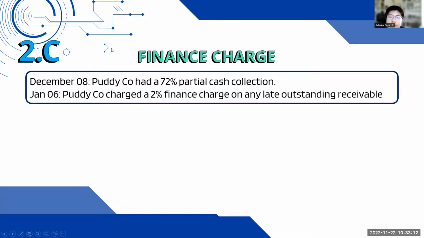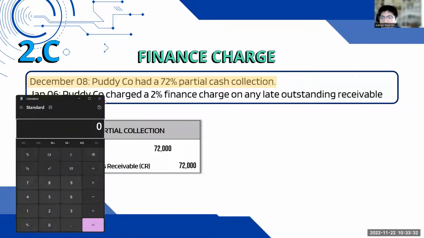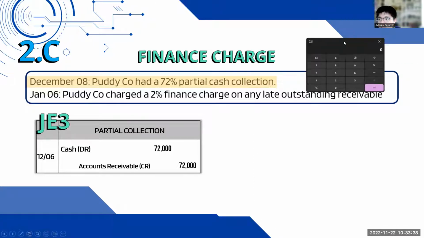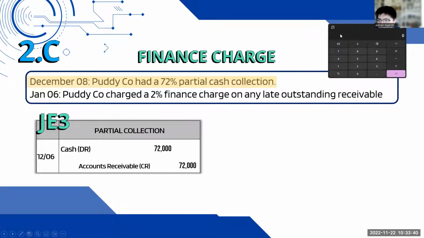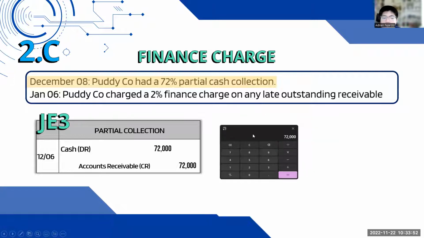Okay, so now the last scenario is they paid late. So in December 8, Padico had a 72% partial collection. So the journal entry here would be debit cash, credit AR of 72,000. Why 72,000? Again, what was the balance before any collection? The balance was 100,000. So times 72%. So you'll have 72,000 collected.